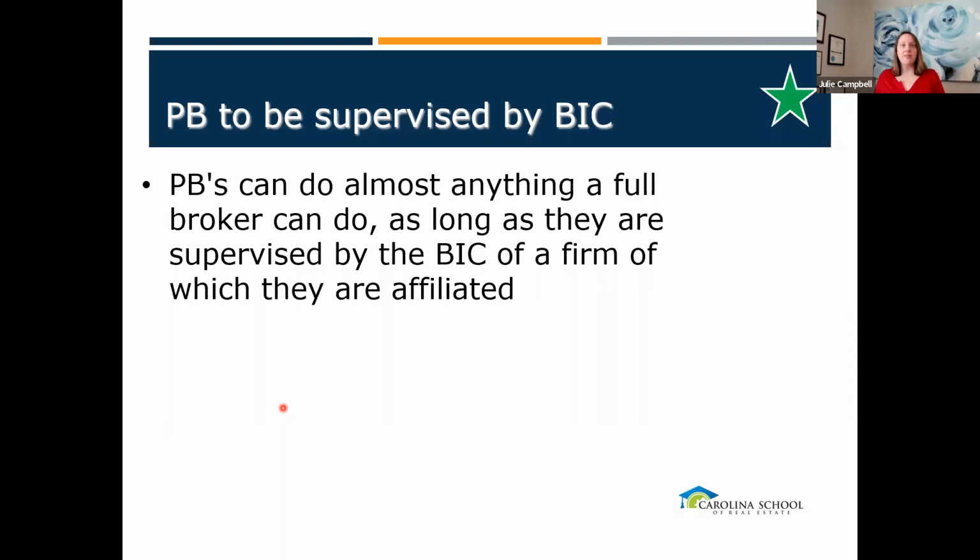Shake your head, yes or no. Can they be in dual? Can the BIC and the PB be in dual? Yes, because it's not the individual agent that's in dual. Who's in dual? The firm. They can be in dual. They cannot be designated.